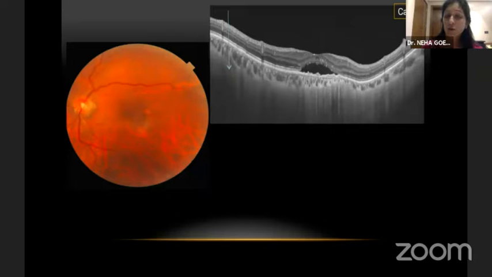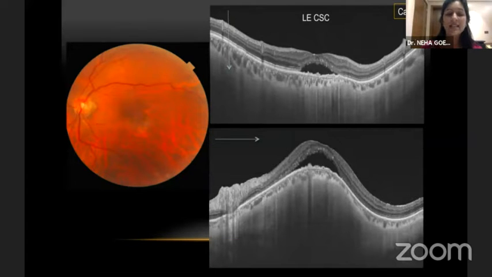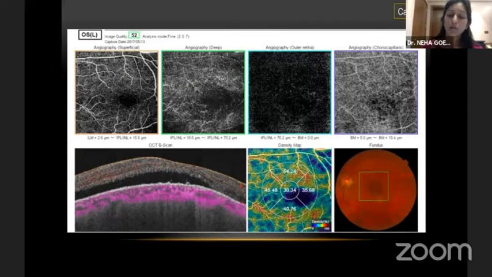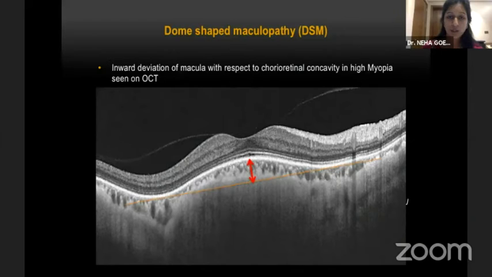Now what next? What should you do in this case? So always remember that you should check out all the scans of the OCT, not just the vertical, but also the horizontal scan. So on the vertical, what looks like a CSC, in fact, is a dome-shaped macula with subretinal fluid, which you can only pick up if you do a horizontal scan. So OCT angio showed absence of any neovascularization.